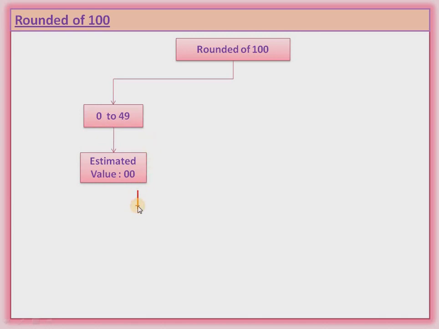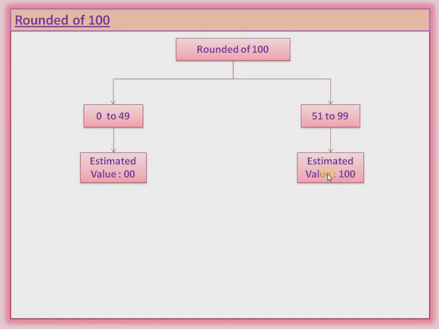Okay, now category number 2 is 51 to 99. So the estimated value is 100.